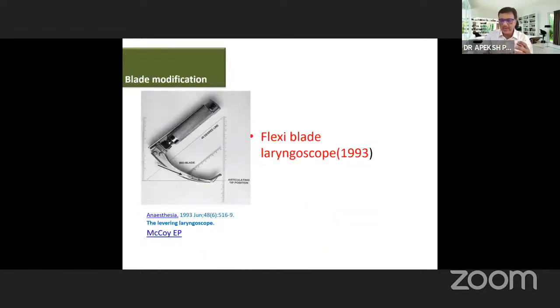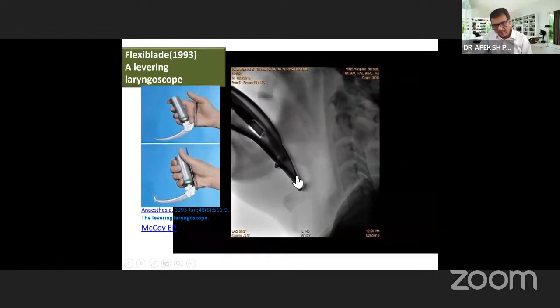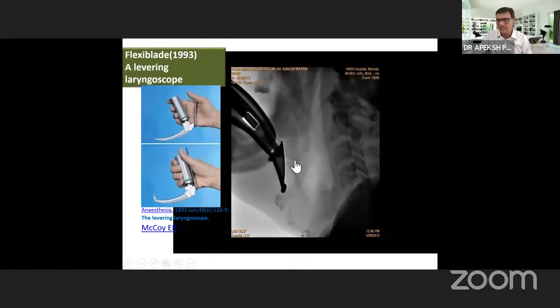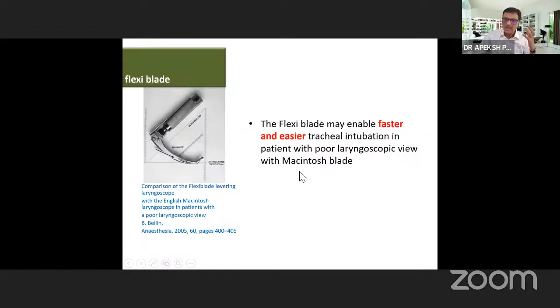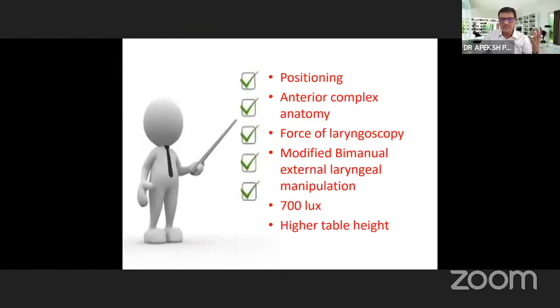A macro blade improves the laryngeal view with less force of laryngoscopy. Look at this. From here onward, we are just bending the tip of the macro blade, which makes a forward movement of the hyoid and opens the larynx with lesser force compared to other blades. So it makes intubation and laryngoscopy faster and easier, and it significantly improves the laryngeal view. So in short, laryngoscopy is a summation of proper positioning, favorable anterior complex anatomy, and appropriate force of laryngoscopy. If required, we need to give a bimanual laryngeal manipulation. Your light source should be enough to provide 700 lux, and your table height should be optimal as discussed.